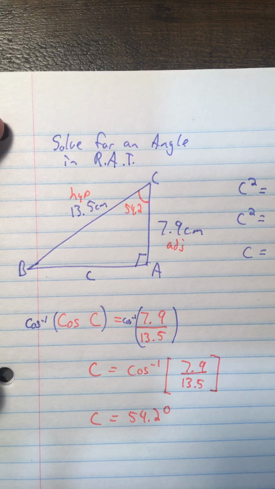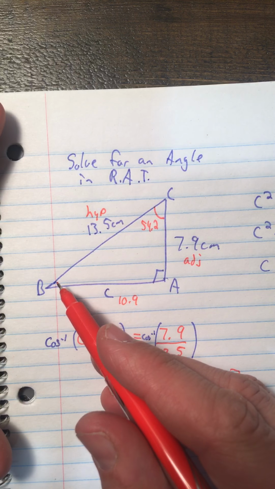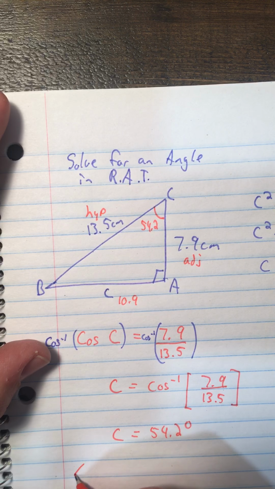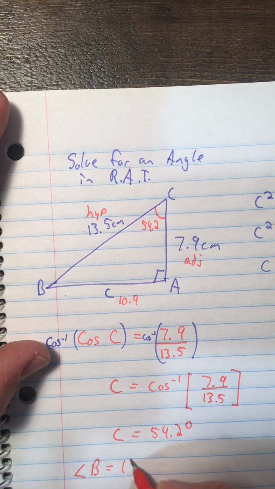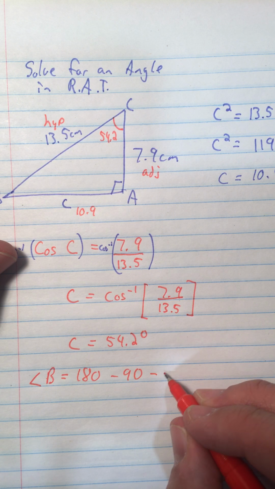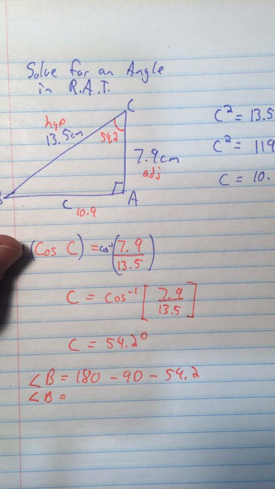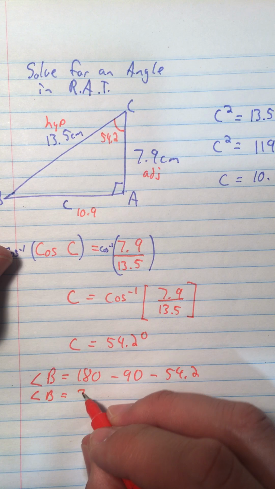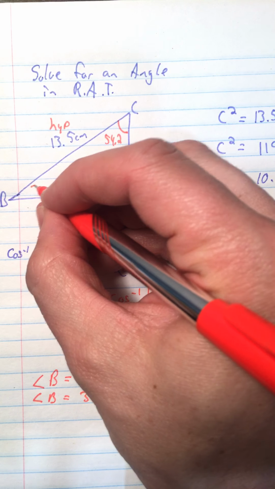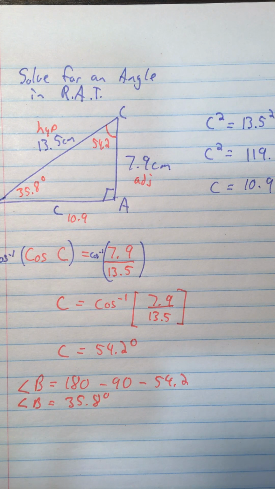Well, we still haven't solved the triangle. I know this is 10.9. I'm still missing side B here. And of course, we know a triangle adds up to 180. So therefore, not side B, angle B, sorry. Angle B would be equal to 180 minus 90 minus 54.2. Angle B would equal 35.8 degrees. And I have solved for that triangle.